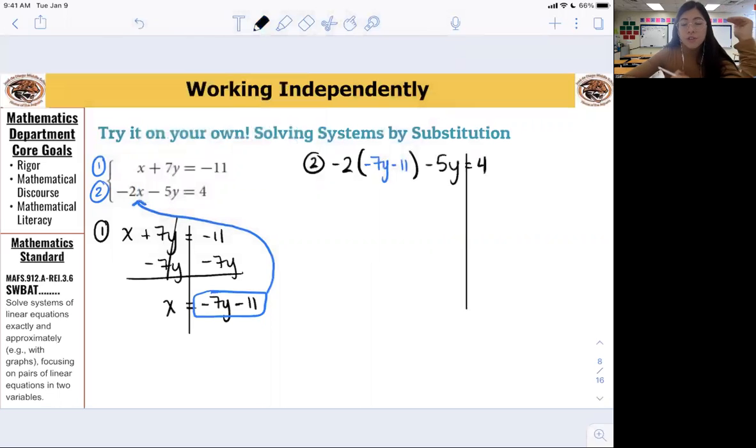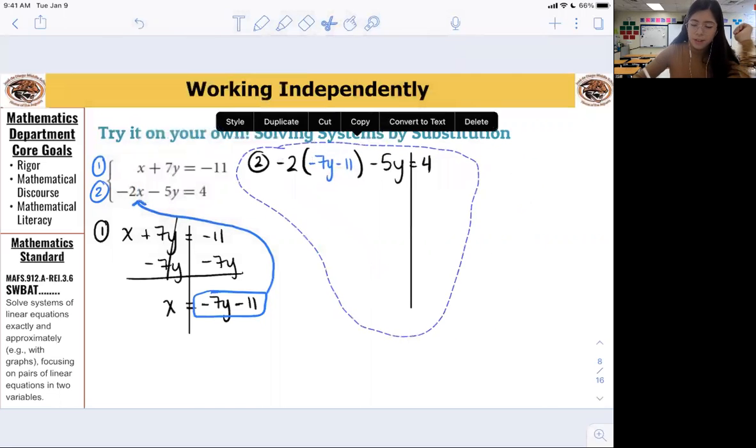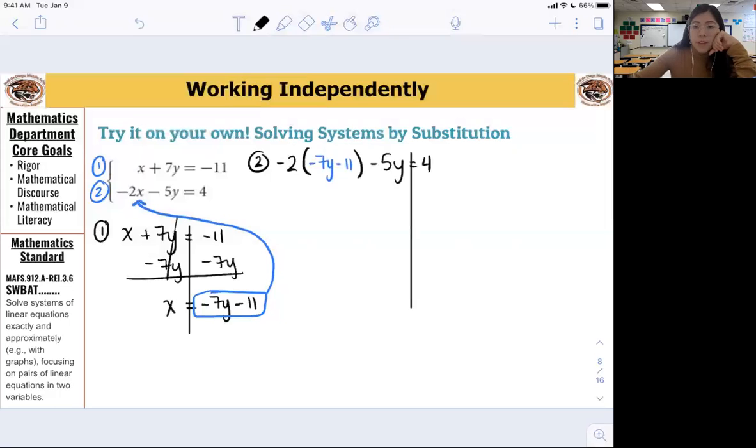This was probably the trickiest step because there are a lot of negative numbers. There will be some addition and subtraction with negative numbers, so we just have to be very careful. But we're following the same steps. I start with my distribution. Negative 2 times negative 7 is 14. Negative 2 times negative 11 is 22. Good, positive 22. And then everything else comes down. What's my next step?